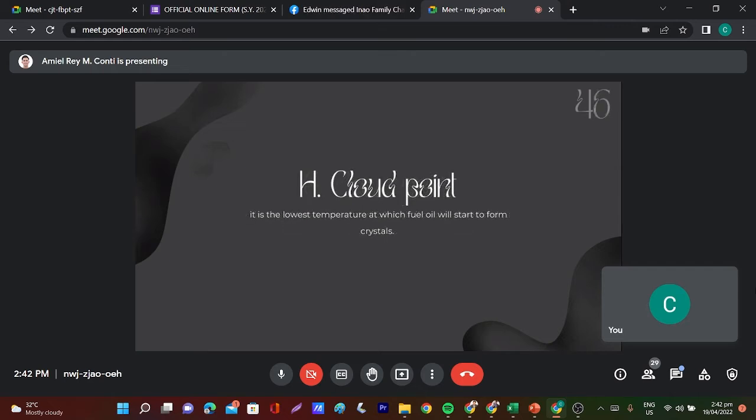Cloud point. It is the lowest temperature at which fuel will start to form crystals. Ayun po yung parang mag-freeze po dahil po sa low temperature. Okay, next.